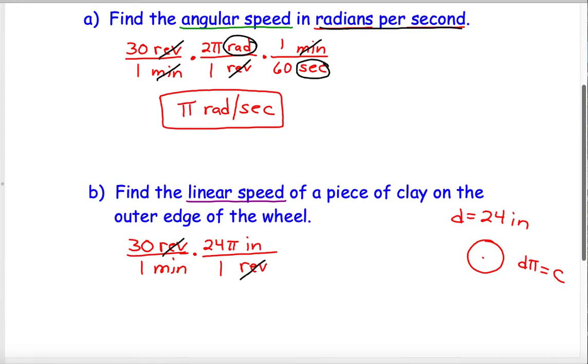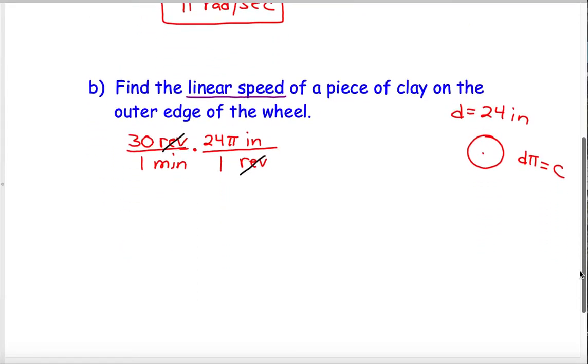Now, where am I at with this? So right now that would be 30 times 24, 60, 72, 720 pi inches per minute. Now pi is a little more than 3, so we're talking over 2,000 inches per minute. That doesn't seem to be a realistic way of expressing the linear speed, because that's so many inches. So maybe we need to convert it to either seconds, or we can convert it to feet.